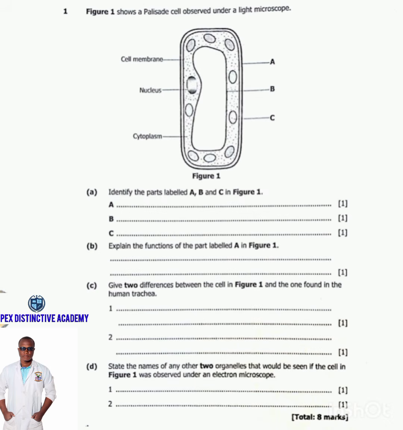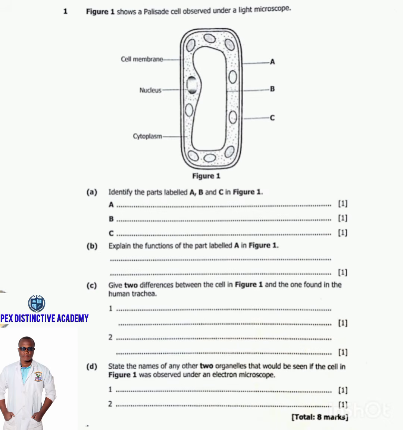So they want us to differentiate between the cell in figure 1, which is a parasite cell, and the cell found in the human trachea, which is the ciliated cell. Now guys, take note, the cell in figure 1 is a plant cell. Then the cell which is found in the human trachea is an animal cell. So indirectly they're asking us to state the differences between a plant cell and an animal cell.